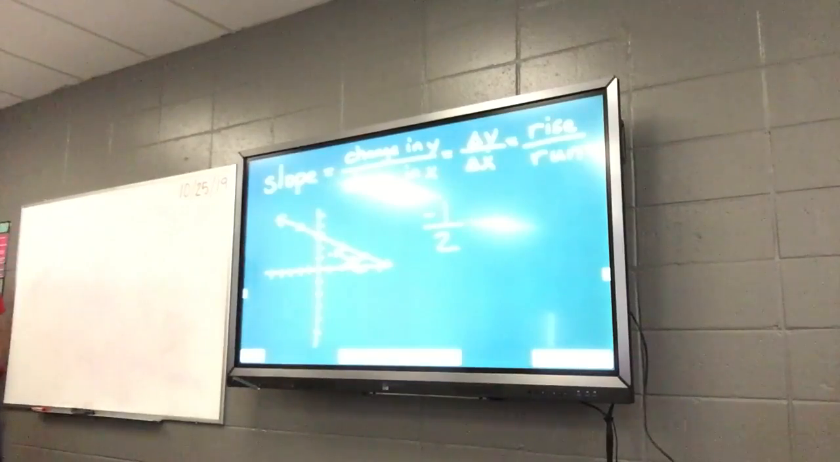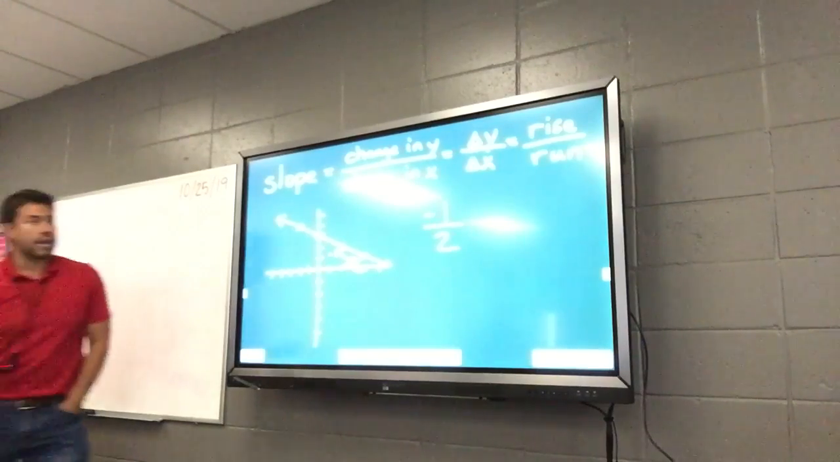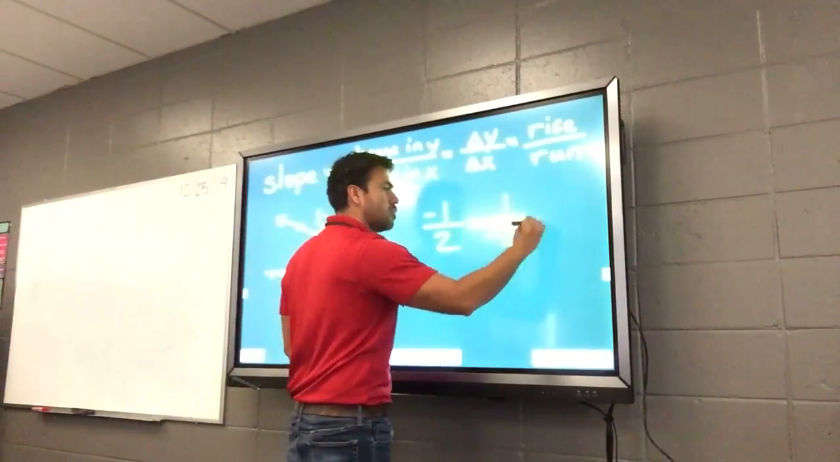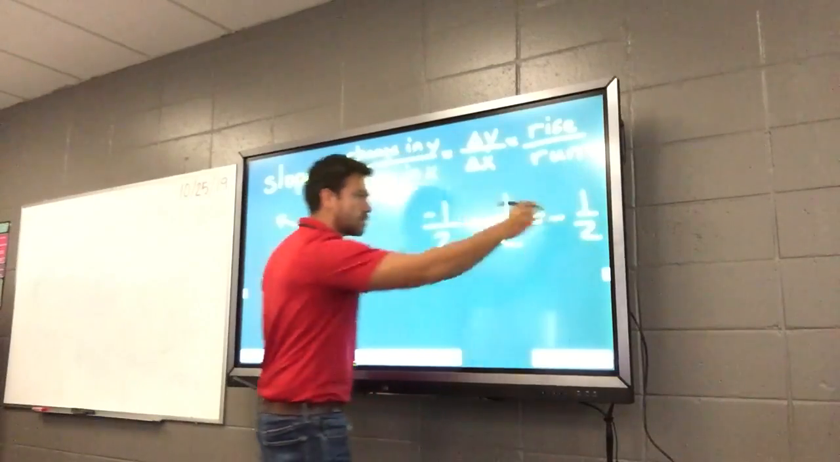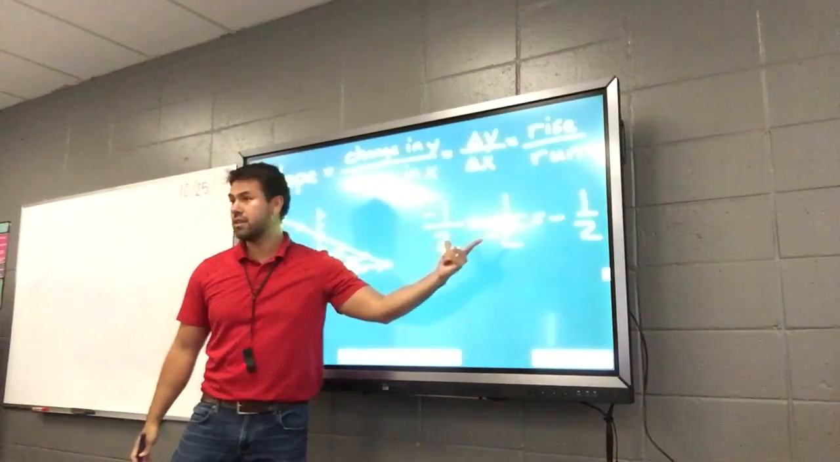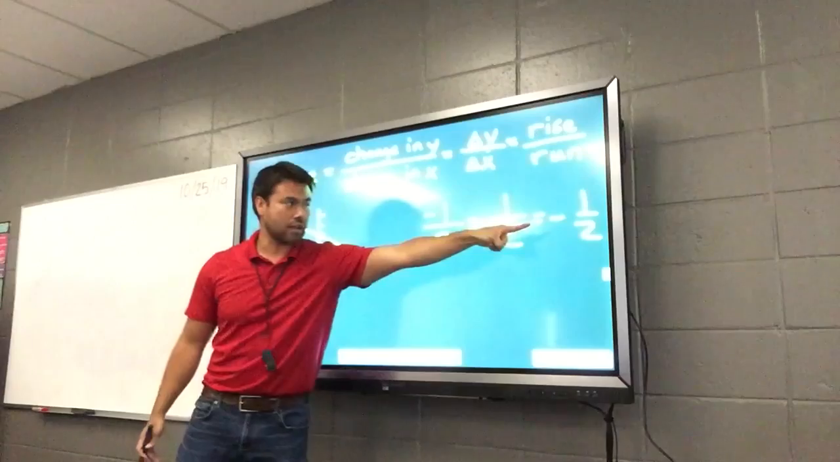What is your slope? -1/2. Okay, -1/2. Remember how we talked about this yesterday? It could be +1 over -2, or it could be -1/2. That's probably the most natural way, but both of these are correct. Both of them are correct.